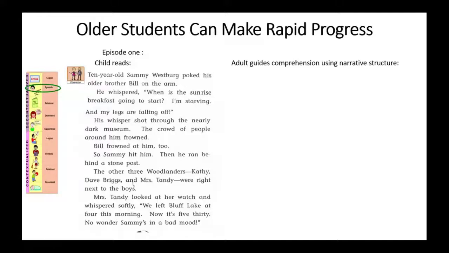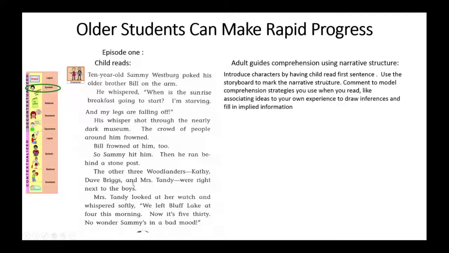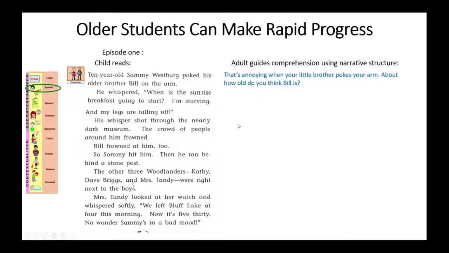So the character, 10-year-old Sammy Westberg poked his older brother Bill on the arm. So we see two of our characters, Sammy and his brother Bill. So we're going to introduce the characters by having the child read the sentence. Use the storyboard to mark the narrative structure. Comment to model comprehension strategies you use when you read, like associating ideas from your own experience to draw inferences. So for example, the child reads this and you might say, "That's annoying when your little brother pokes your arm." About how old do you think Bill is? We know Sammy's 10. About how old do you think Bill might be? That sends them back to look at the text again to find out that Bill's older, and Sammy's 10.